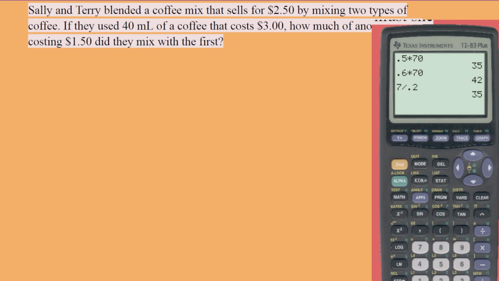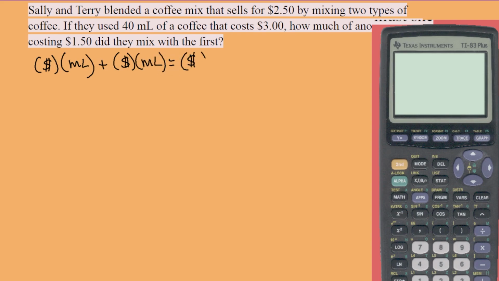Try this one. Sally and Terry blended a coffee mix that sells for $2.50 by mixing two types of coffee. If they use 40 milliliters of coffee that costs $3, how much of another coffee costing $1.50 did they mix with their first? Same deal here. We have dollars and milliliters. So we'll do dollars times milliliters of the first part plus dollars times milliliters of the second part equals the total dollars times milliliters. Okay?